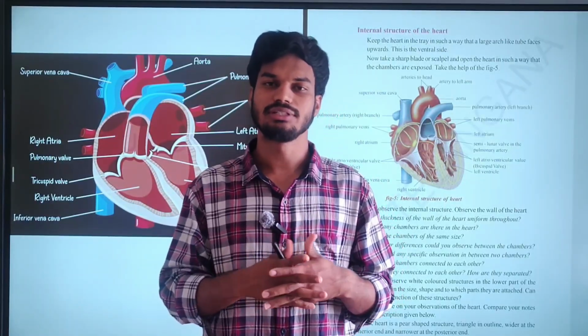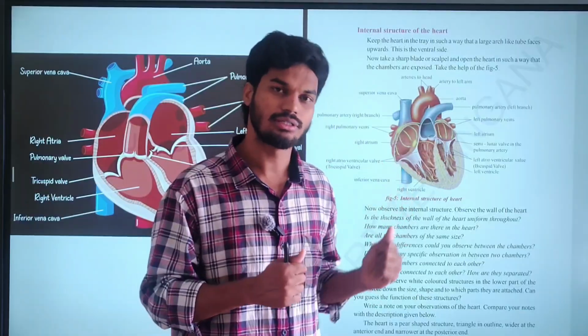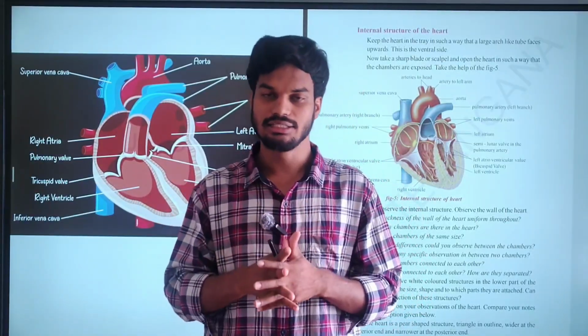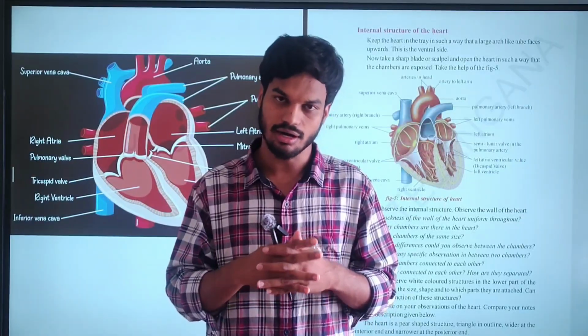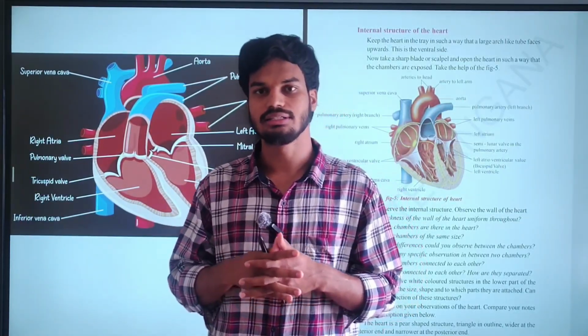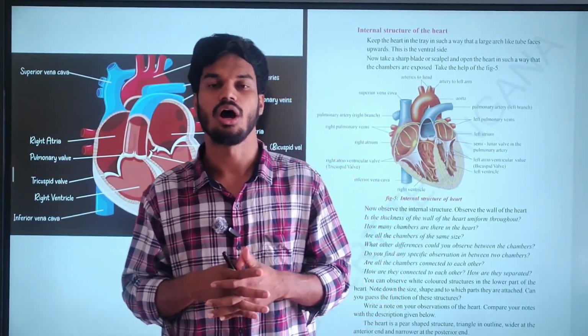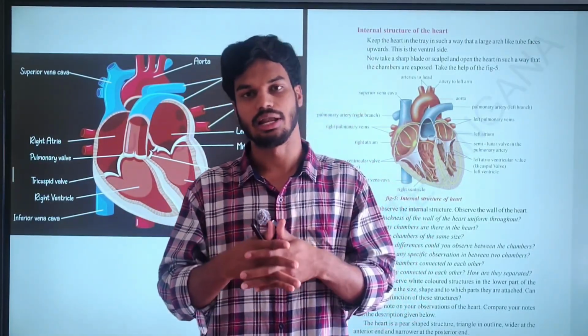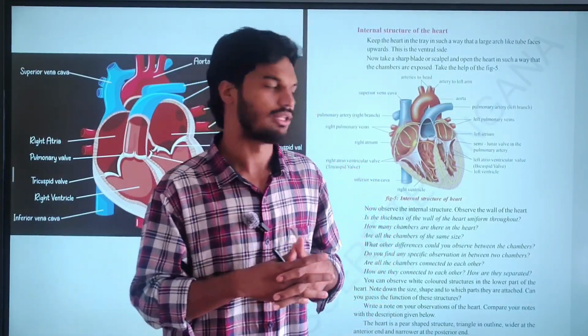In the previous class, we saw the topic of circulation as part 1. In part 2, we are going to discuss in detail the structure and functions of the human heart: the internal structure of the heart, the functions of the heart, what the cardiac cycle is, what systole and diastole are, and how the lub and dub sounds are produced. We are able to discuss these in this chapter.